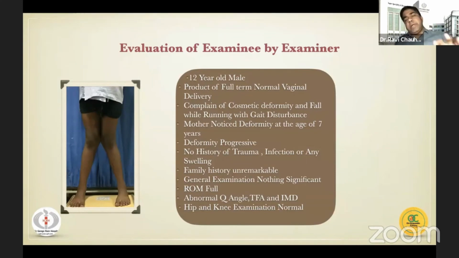Now, moving from here, we can move to the evaluation of the examinee by the examiner. So this is our patient actually. A 12-year-old male, product of full-term normal vaginal delivery, complains of cosmetic deformity and falls while running, with gait disturbance. Mother noticed the deformity at the age of 7 years. The deformity is progressive. No history of trauma, infection, or any swelling. Family history unremarkable. General examination, nothing significant. Range of motion full. Abnormal Q angle, TFA, and intermalleolar distance. Hip and knee examination normal.